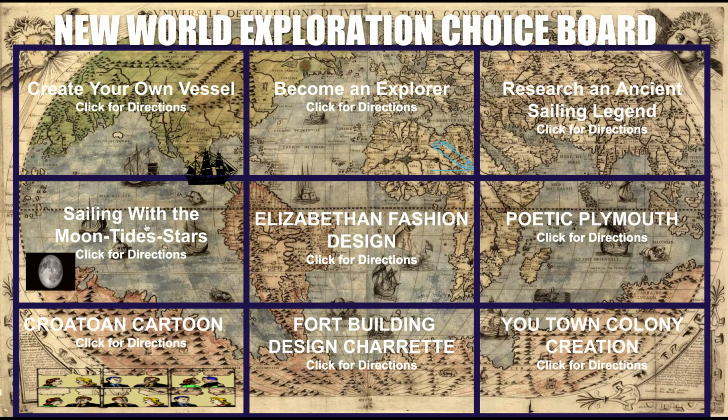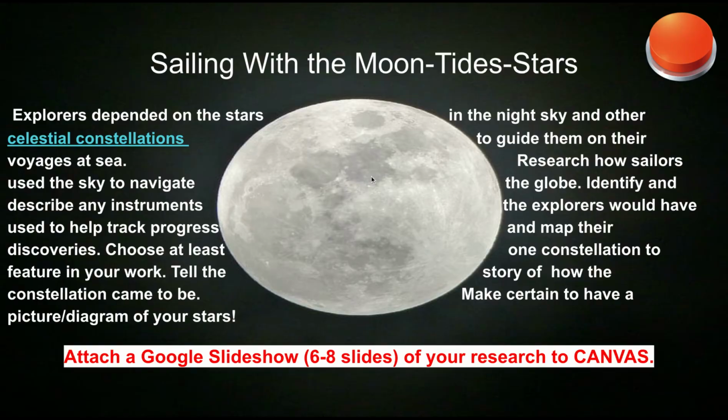The next option, sailing with the moons, the tides, and the stars. And in this option, we know that the moon is an important part of our ocean because it causes a lot of the movement of water and things within our planet. But the explorers actually depended on the stars in the night sky and other celestial constellations. And again, there's another link there to guide them on their voyages at sea.